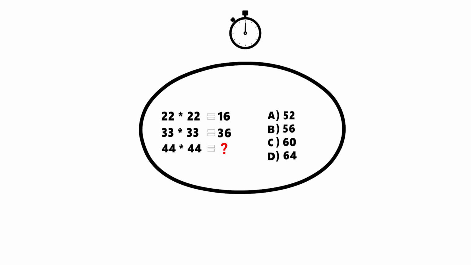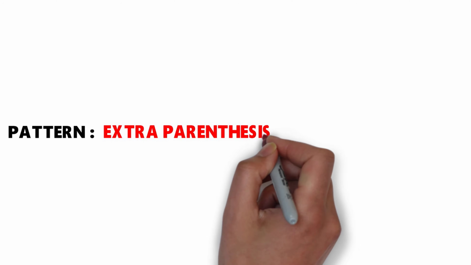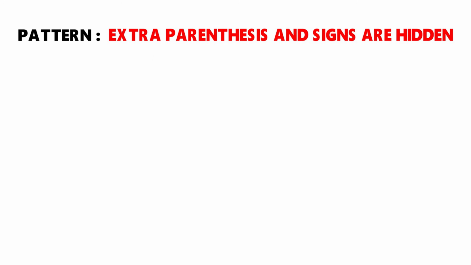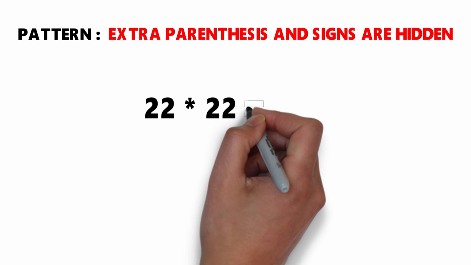Typically, to solve these types of problems, you need to identify the pattern. And in this particular case, the pattern is that the signs and parentheses are hidden in between digits and are not presented on the screen. Let's look at the first 2 examples. 22 multiplied by 22 equals 16.